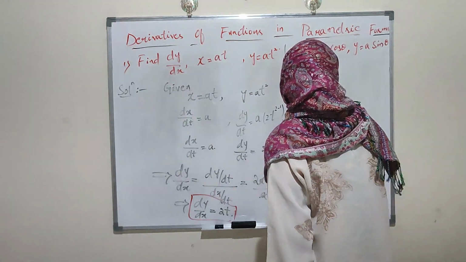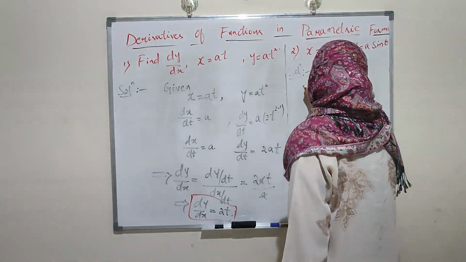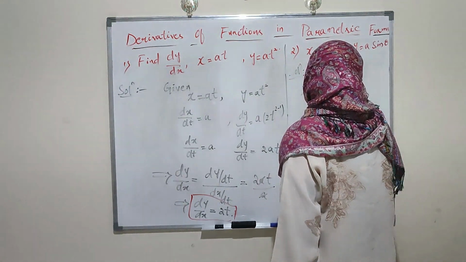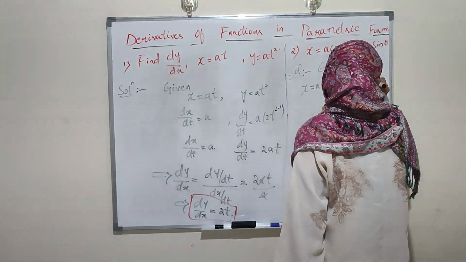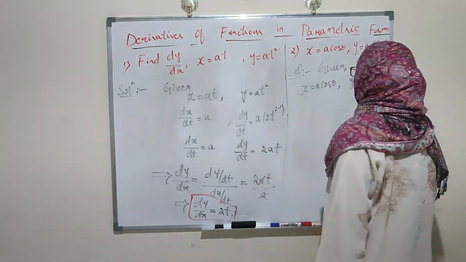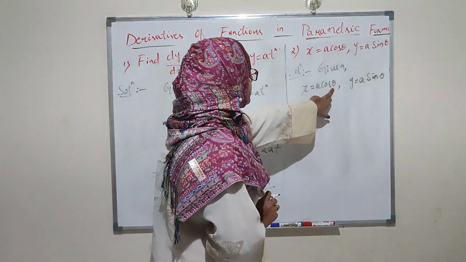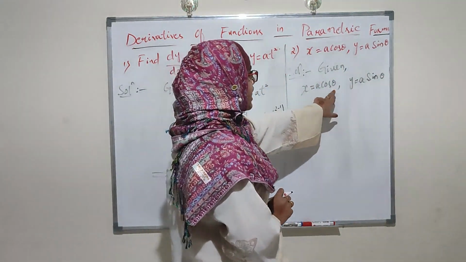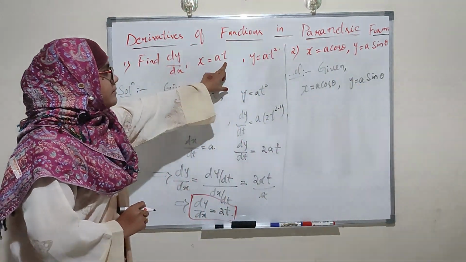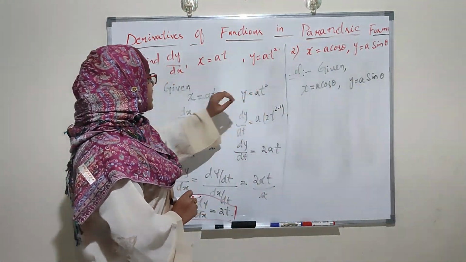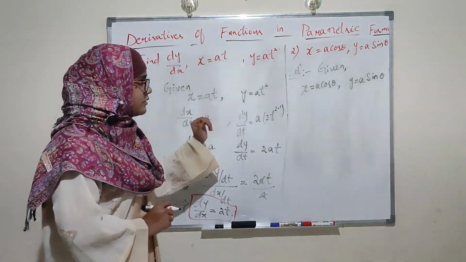Solution. Given: x is equal to a cos theta, y is equal to a sin theta. Okay, now we are differentiating here. x is in terms of theta and y is in terms of theta. In the earlier example, x was in terms of t and y was in terms of t. That's why we differentiated x with respect to t and y with respect to t.